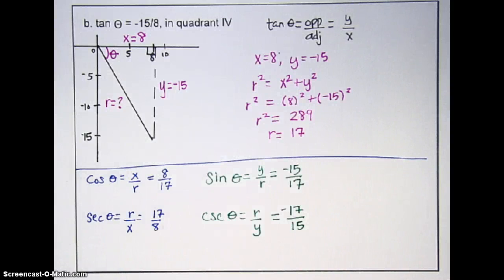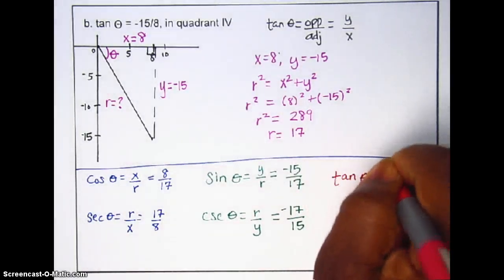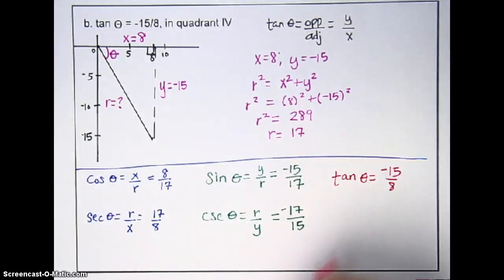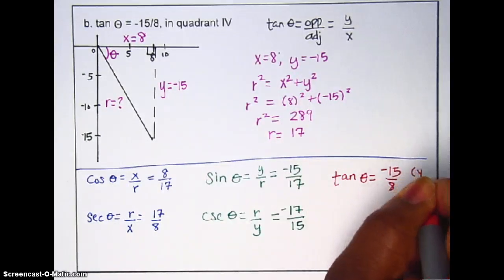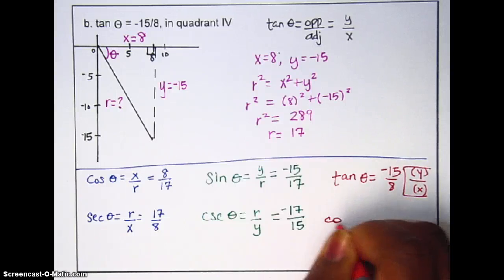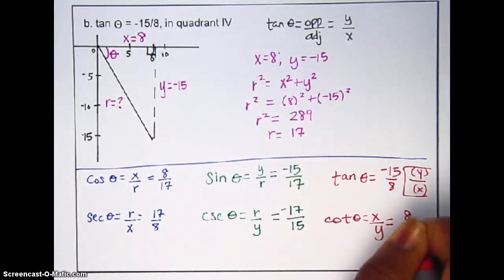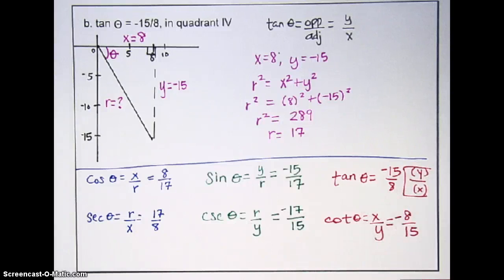Lastly, we were given tangent. Tangent of theta is negative 15 over 8. Again, that's y over x. Cotangent would be the reciprocal of that, which is x over y, 8 over negative 15, and again we can stick the negative at the top. So take a look at those two. You may want to pause the video if you didn't catch all of those examples, or rewind where necessary.